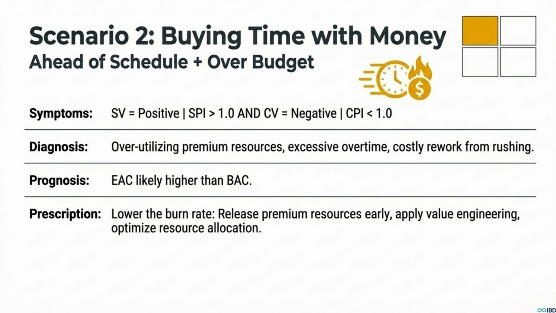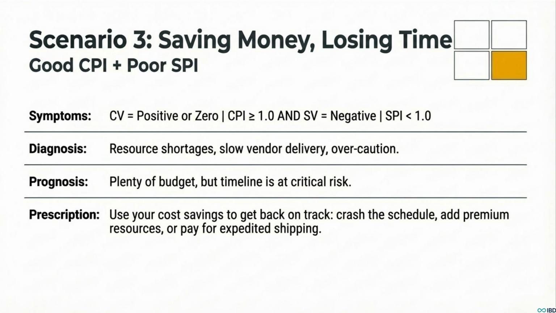Now this next one is really interesting. Scenario 3 is the complete opposite. You're saving money, but losing time. Your cost performance is fantastic, your CPI is looking healthy, but you are falling behind schedule. Your SPI is less than 1. What's going on here? Maybe you have a resource shortage or your vendors are just moving at a snail's pace.